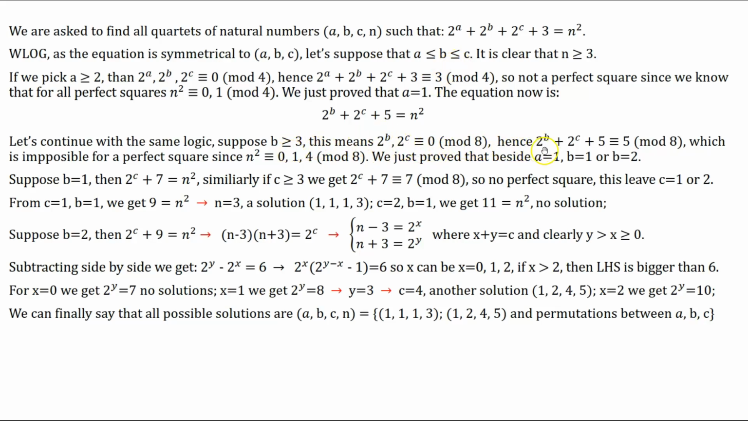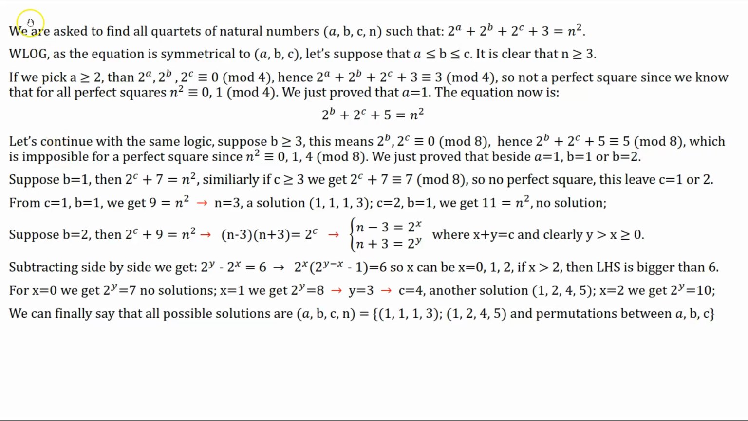So we'll have that when 2 to the b plus 2 to the c plus 5 is divided by 8, it will give a remainder of 5. But again, we have a contradiction, because in the same way we proved that perfect squares are congruent to 0 or 1 modulo 4, we can prove that perfect squares are congruent to 0, 1, or 4 modulo 8. And in this case, we have congruence 5 modulo 8. So this means that this sum cannot be a perfect square if b is greater or equal to 3. In this case, we just proved that besides a being equal to 1, b can take only two values: b is equal to 1 or b is equal to 2.